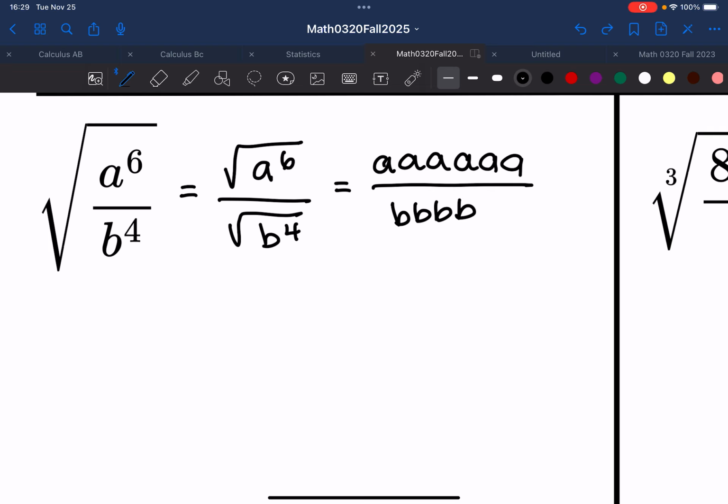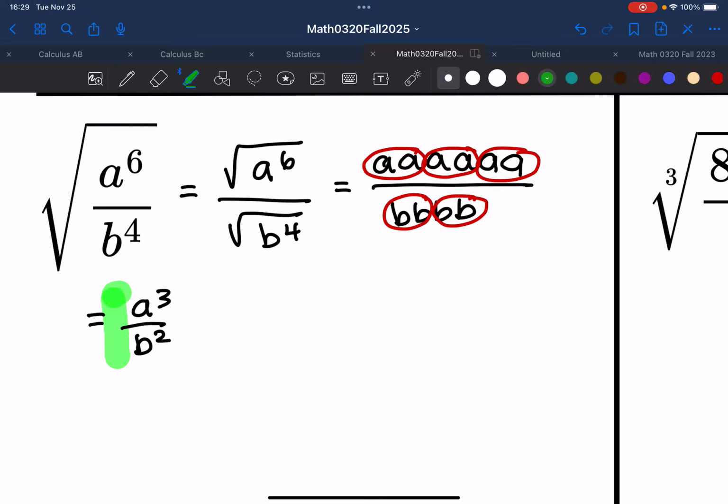Oops, I wrote one too many. Okay, so here, notice I can circle 3 groups of 2 for the a's and 2 groups of 2 for the b's. So what that tells us is that I actually have everything coming out of the radical and nothing left inside of the radical. So this is a cubed over b squared, and that's my answer.